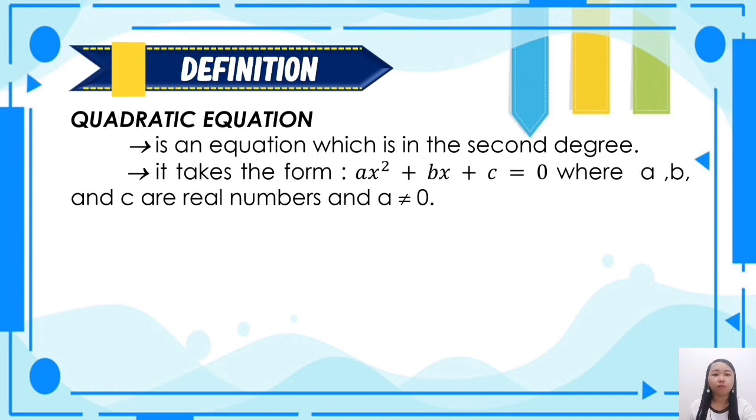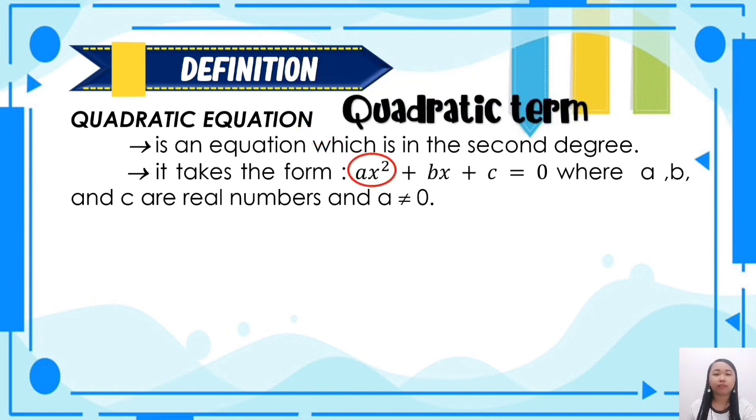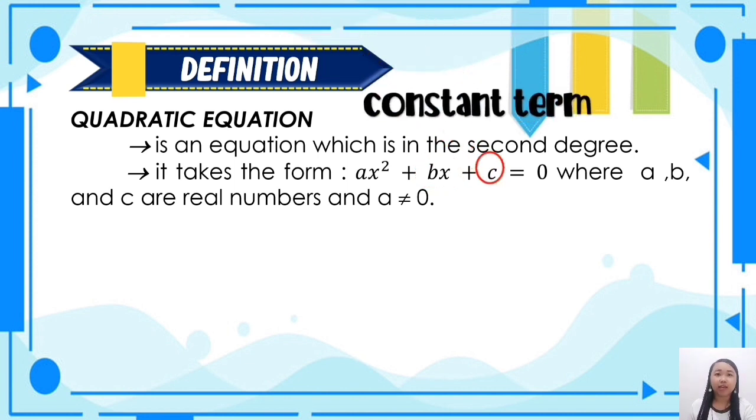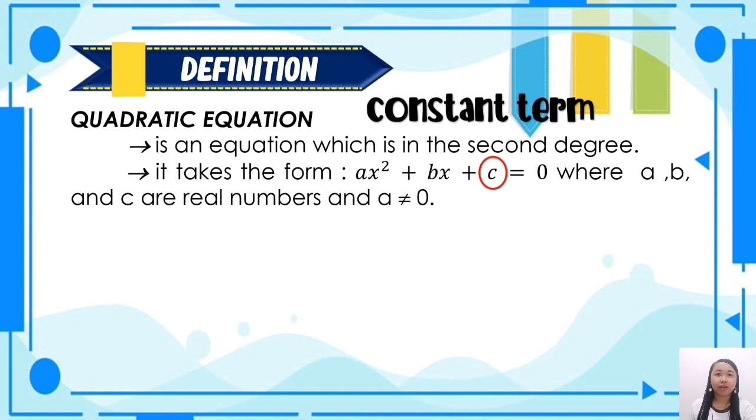It takes the form ax squared plus bx plus c is equal to 0, where a, b, and c are real numbers and a is not equal to 0. Ax squared here is the quadratic term. Bx is the linear term. And c is the constant term. So, ax squared plus bx plus c is equal to 0 is the standard form of a quadratic equation.